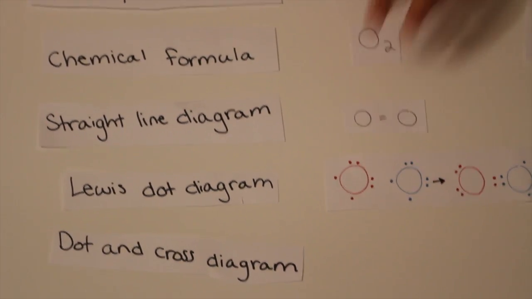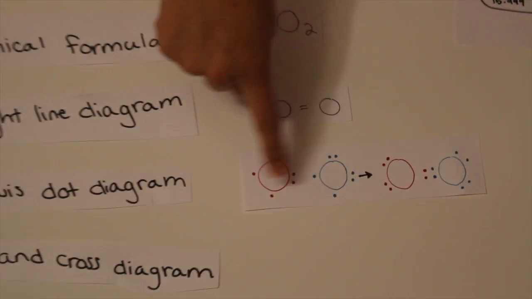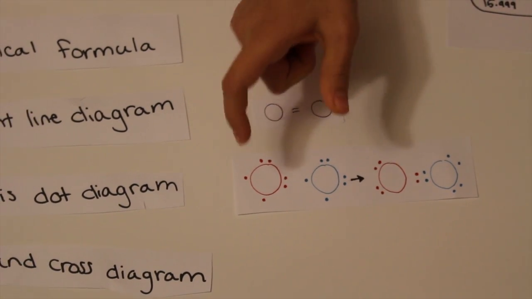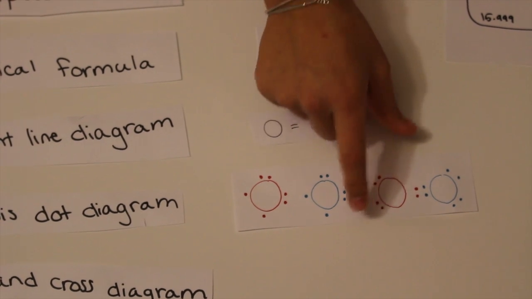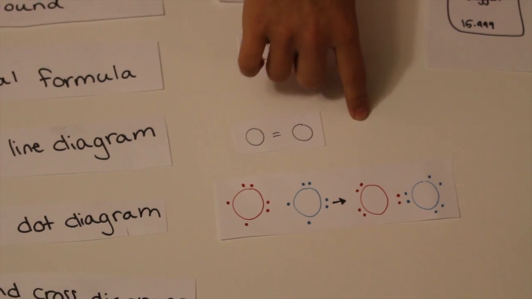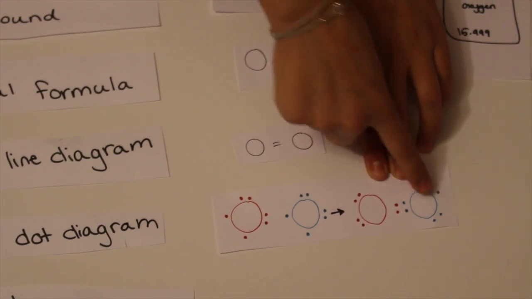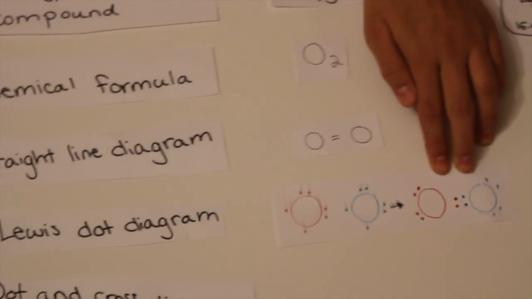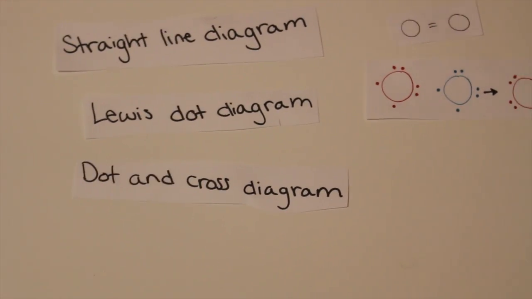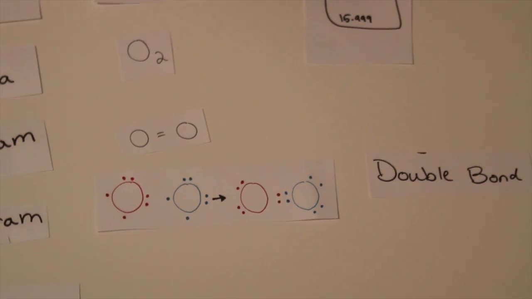This is the Lewis dot diagram. You can see that this oxygen has 6 electrons, and this oxygen has 6 electrons. But when they combine, when they're shared, each one has 8 electrons. You can see 1, 2, 3, 4, 5, 6, 7, 8. This is a double bond. Instead of just sharing 2 electrons, they're sharing 4.